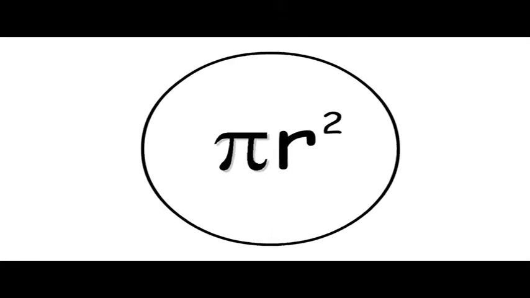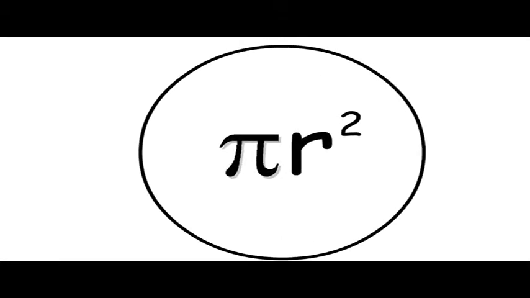Pi r squared gives you the area of a circle, but where does pi r squared come from? First, we'll draw a circle and fill in its area.